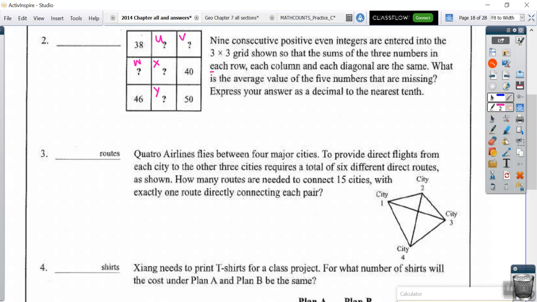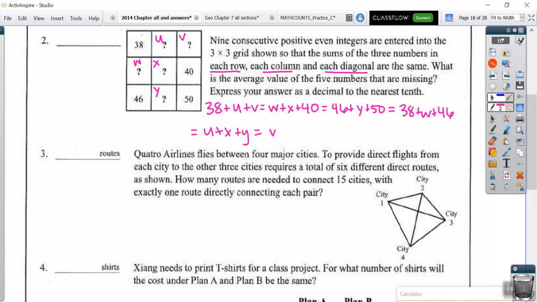And since I know that each row, each column, and each diagonal are all the same, we can make equations from this. So I can say 38 plus U plus V is equal to W plus X plus 40. It's equal to 46 plus Y plus 50 is equal to 38 plus W plus 46. And we can keep going throughout the rest of them. Is equal to V plus 40 plus 50.